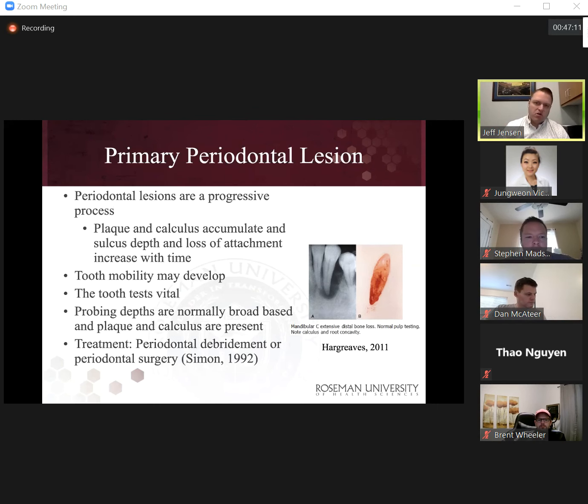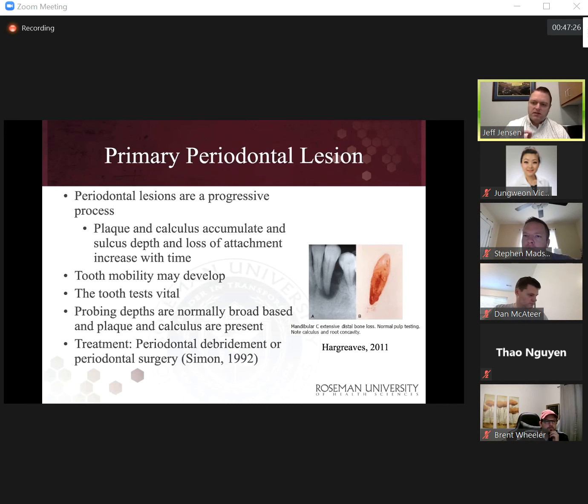Typically, probing depths are broad based, and plaque and calculus are noted. So like between this and that primary endo, if you have that draining fistula, that's typically a really thin, narrow probing depth.